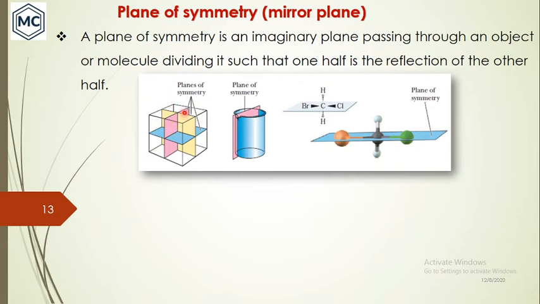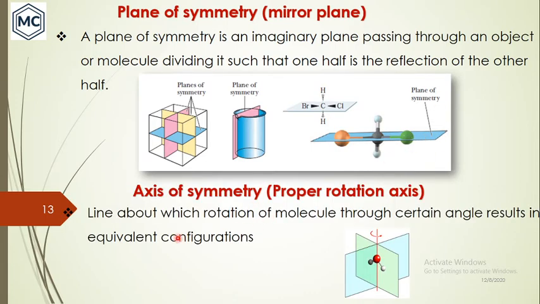For example, a cube has many planes of symmetry. It can be divided equally in the three ways shown here, giving equal halves, so it has a plane of symmetry. A beaker also has a plane of symmetry and is equally divided. In this particular compound as well, there is a plane of symmetry with indistinguishable parts, so this molecule has a plane of symmetry.